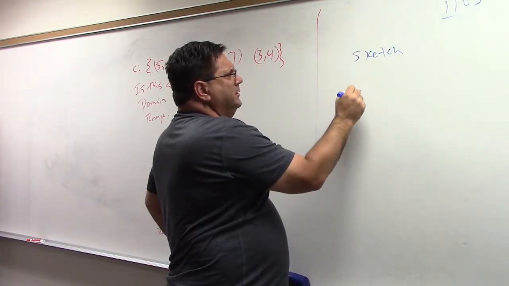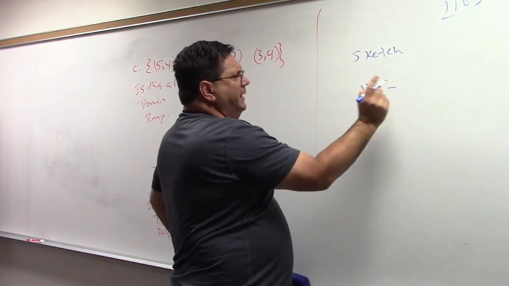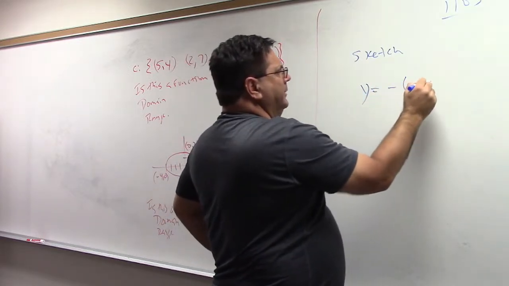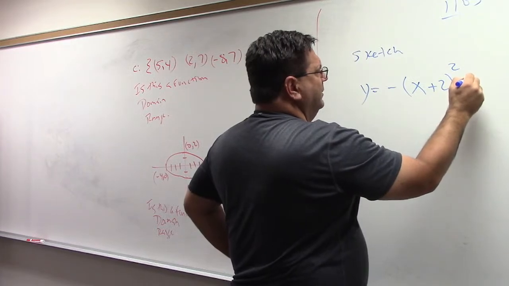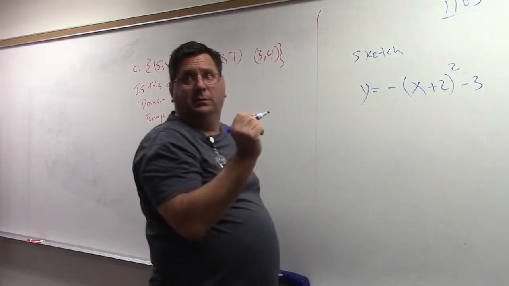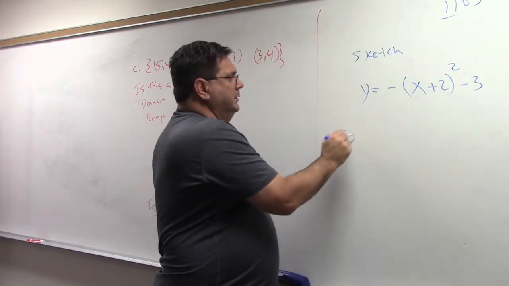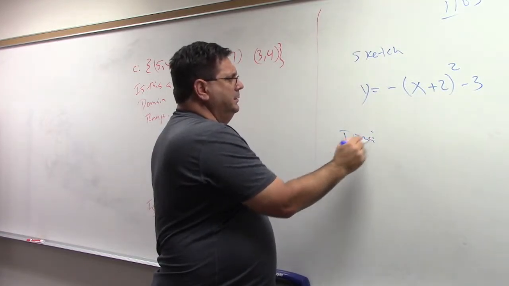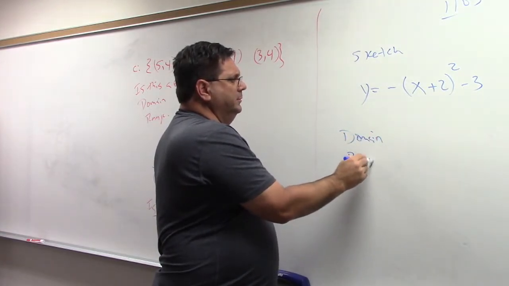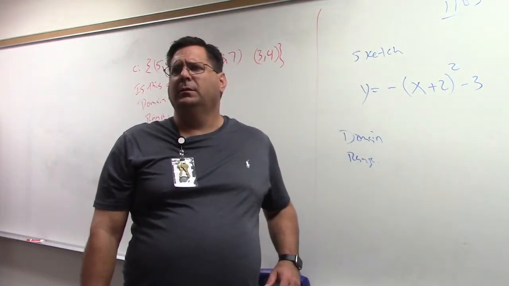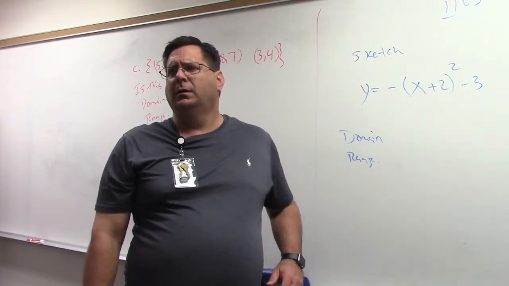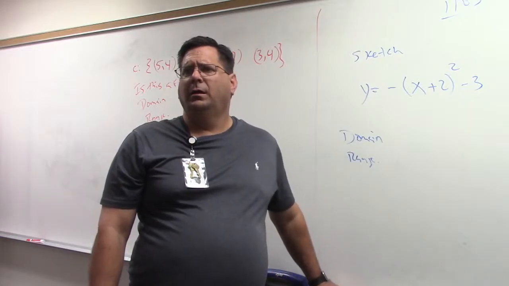Let's sketch y equals negative x plus 2 squared minus 3. Let's sketch that. Let's find the domain, the range. We didn't do this at all. No, not at all. I promise, we haven't done that at all.